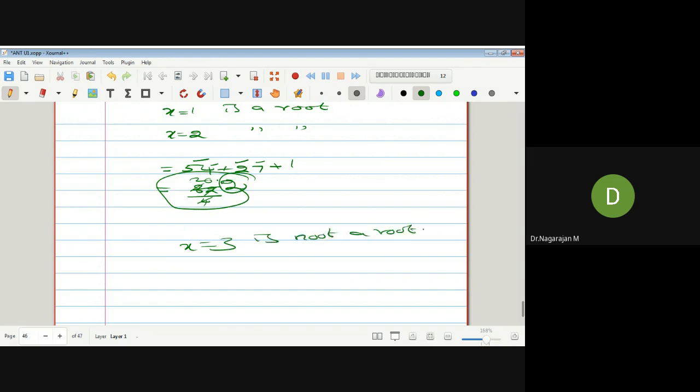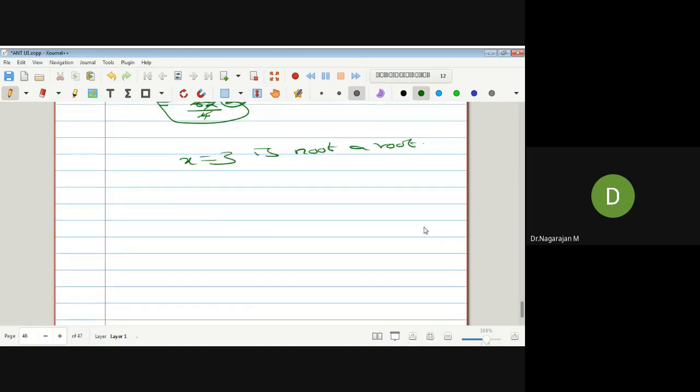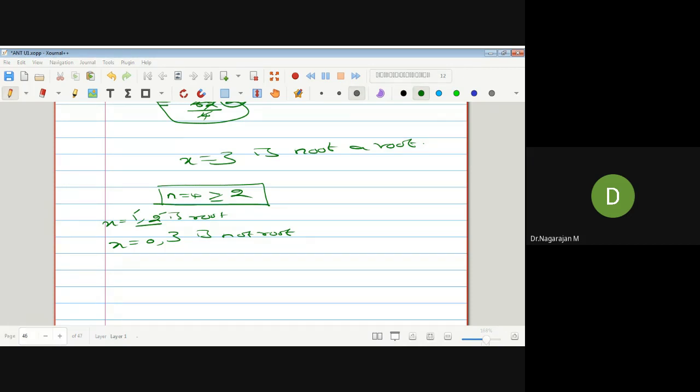That's very important. Therefore how many roots are there? By the fundamental theorem of algebra, n equal to 4, the number of roots is greater than or equal to how many? x equal to 1 and 2 are roots, and x equal to 0 and 3 are not roots. Therefore how many roots? 2 roots. Therefore the fundamental theorem of algebra is satisfied. Only 2 roots are there, and those roots are 1 and 2. That's all. It's a very important concept in the modular cubic equation.